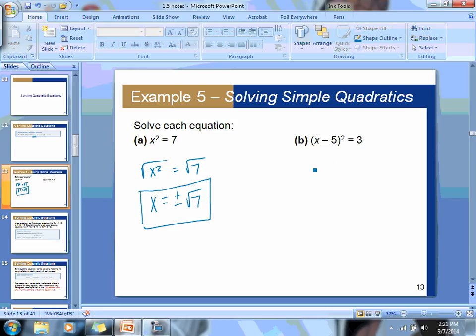Okay, same thing for part B. To start this off, we're going to take the square root of both sides. That squared term is already isolated. If it wasn't, we would have to get it isolated. So if it was x squared plus 2, then we'd have to subtract that 2 over first before we could take the square root. But here, this x minus 5 squared is all by itself, it's isolated. So when I take the square root of something that's squared, remember that radicand pops out.